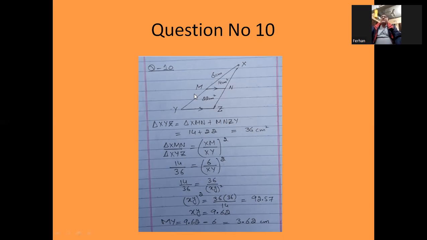MY, you can see here, MY is equal to XY minus XM. So you will have 9.62 minus 6, and that will be equal to 3.2 centimeters. So this is how you do this question.